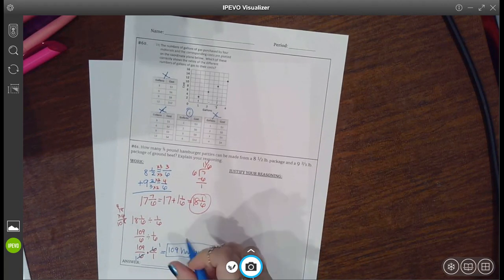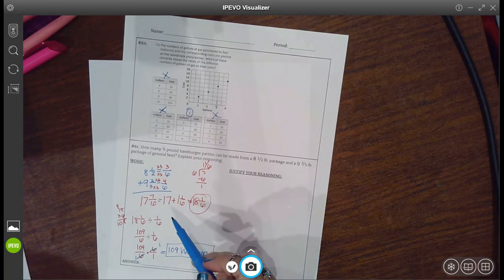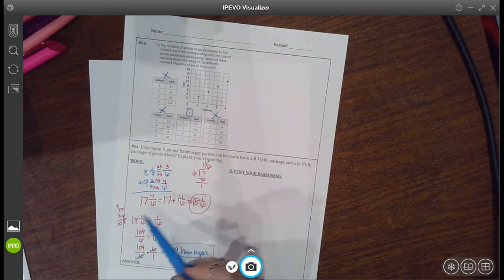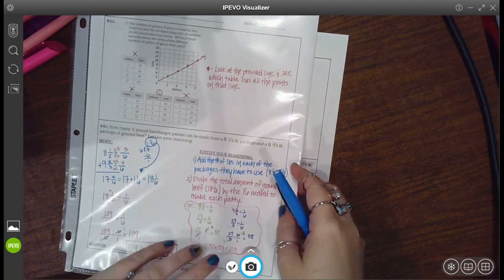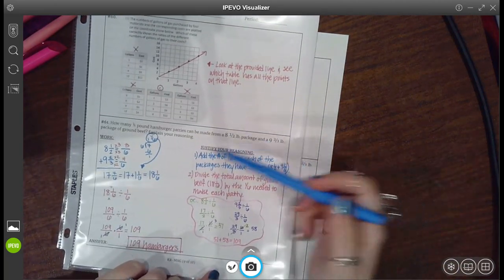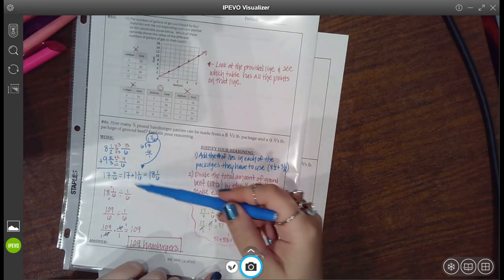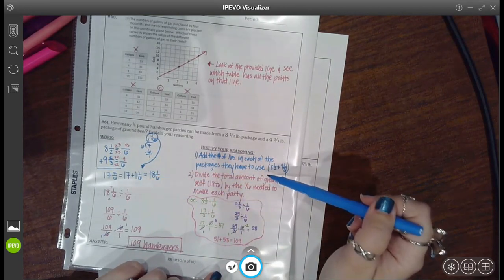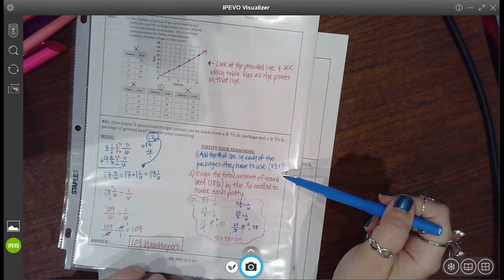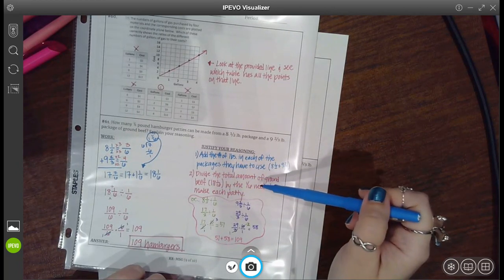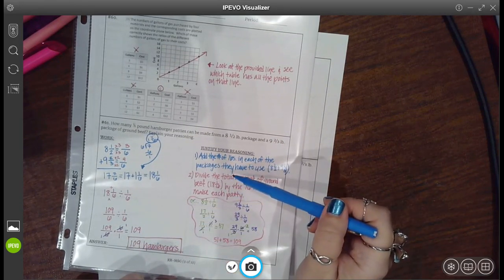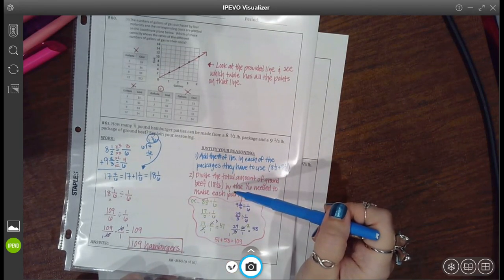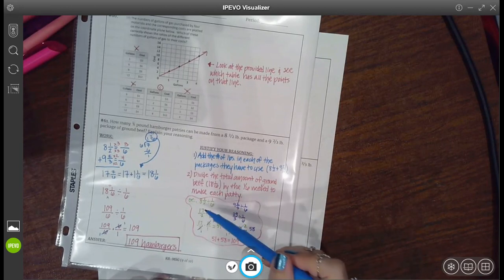So this is my final answer. One point is going to be for showing your work, and then another point is going to be for justifying your reasoning, so explaining why you did what you did. So first I added the number of pounds in each package, the 8 1/2 and 9 2/3. And then I took that total amount and I divided it by the 1/6 needed to make each patty. So you're just telling what you did and why you did it. And then some people, they did each amount.